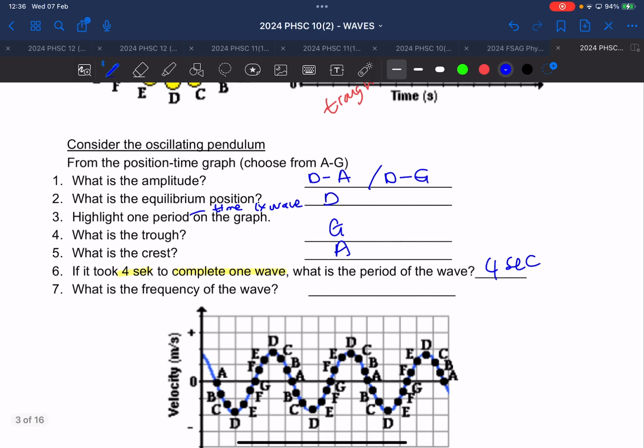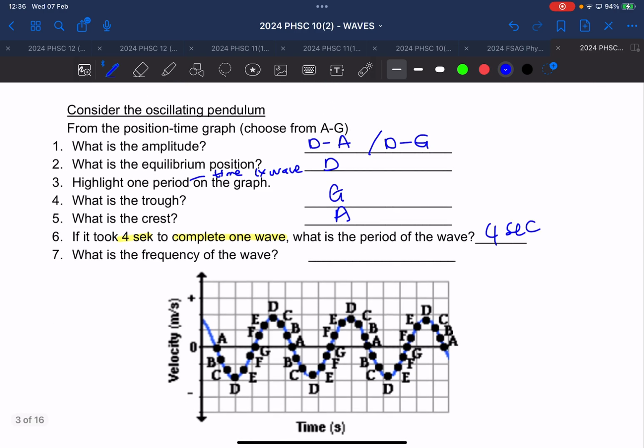Then my question, and this is a calculation question, what is the frequency of the wave, Amara? So frequency, if you look at the previous page, to calculate that, is 1 over T, and T is period. So it's 1 over 4, which gives you 0.25. And the unit for frequency? Hertz.